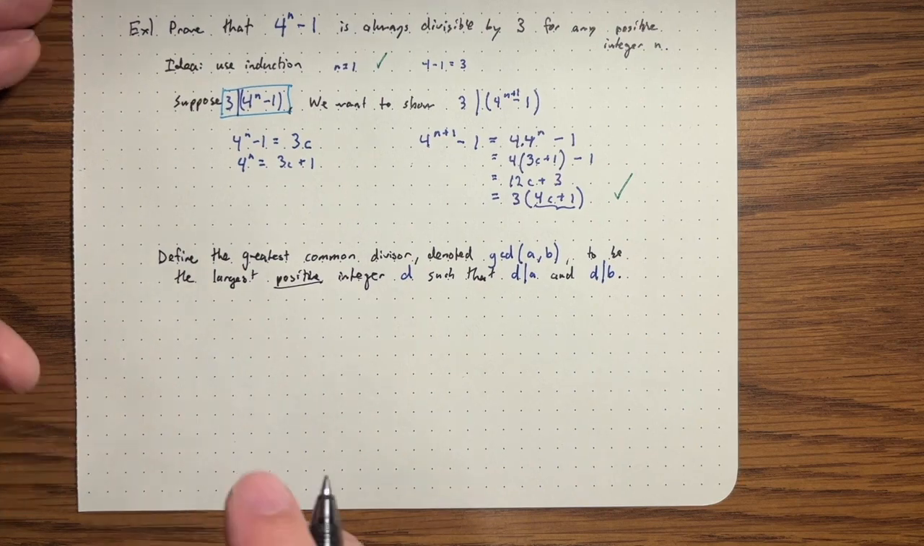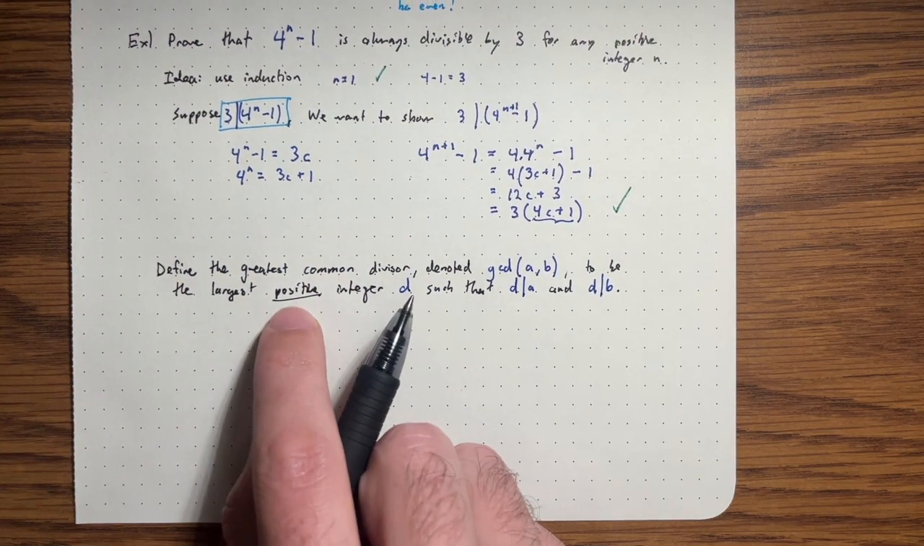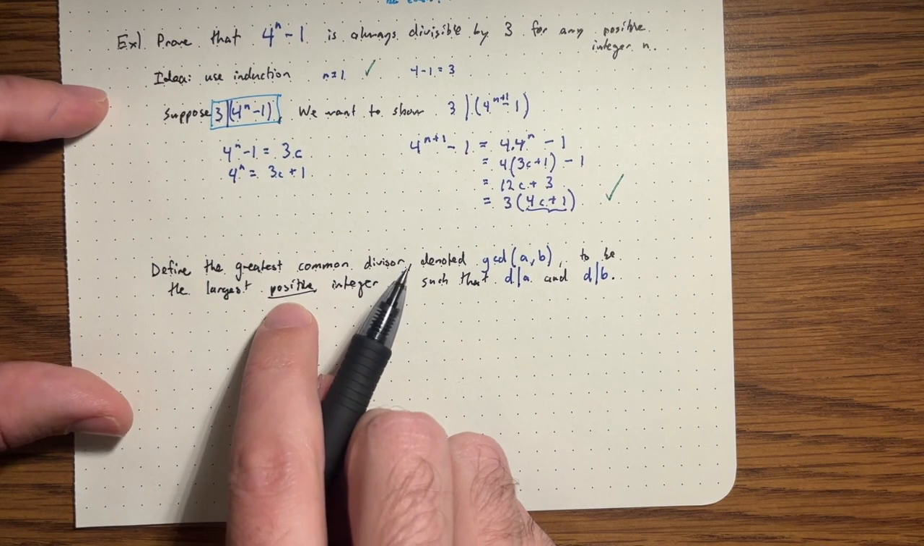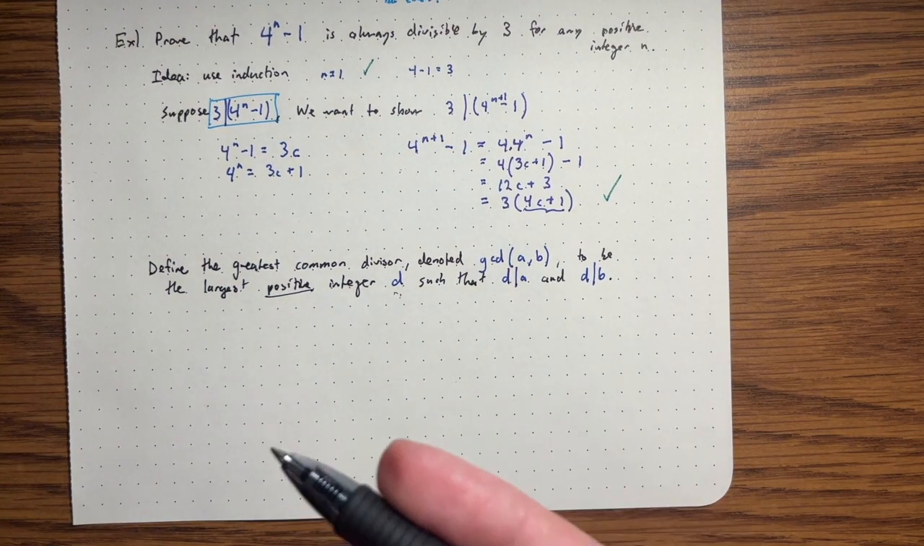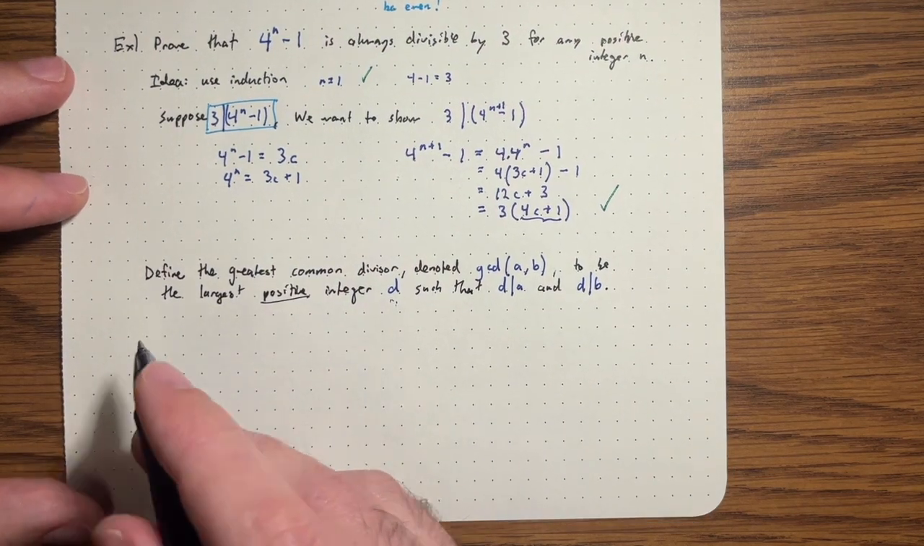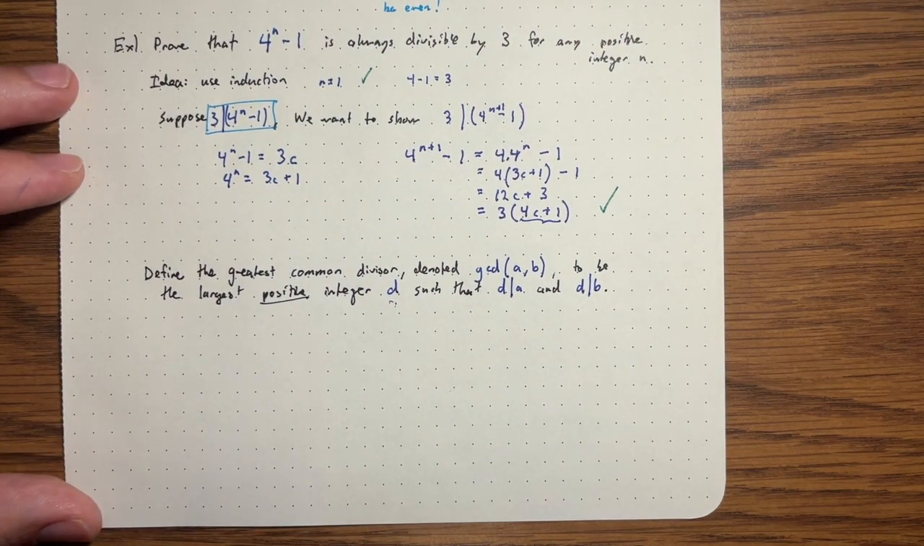Okay. So note one thing here that we didn't have before. We're really insisting that the GCD is going to be positive because otherwise there's some ambiguity. It might be positive, it might be negative. So we'll say that we want it to be a positive integer.